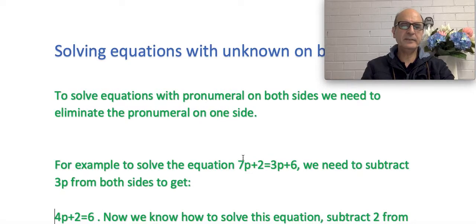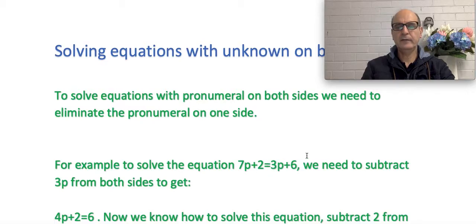As we can see, p, which is unknown, appears on the left-hand side and also on the right-hand side of the equation. To solve this type of equation, we are going to get rid of 3p first by subtracting 3p from both sides. And then when that happens, we end up with an equation where the unknown is only on one side.